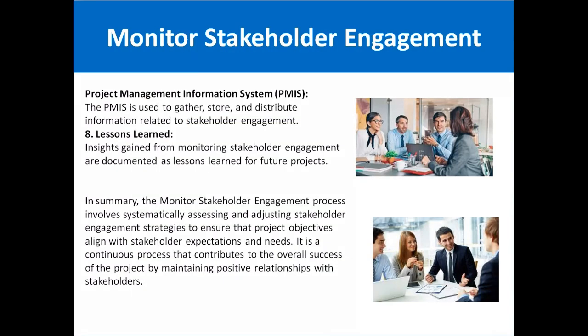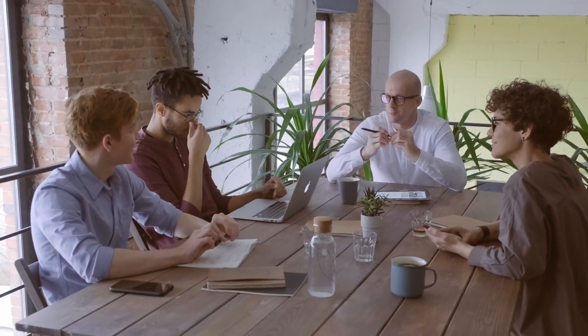So basically, friends, this process involves systematically assessing and adjusting stakeholder engagement strategies to ensure that project objectives align with stakeholder expectations and needs. It is a continuous process that contributes to the overall success of the project by maintaining positive relationships with the stakeholders.